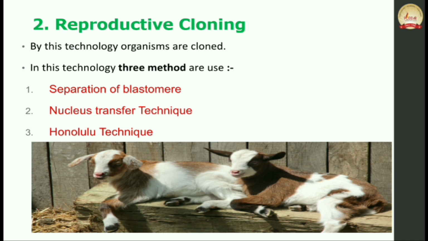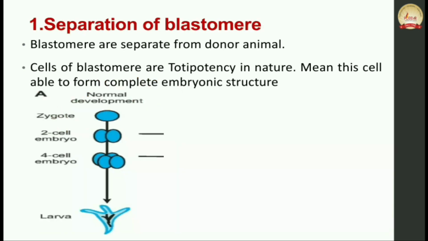First one, separation of blastomere. Second, nucleus transfer technique. Third, Honolulu technique. The first one is separation of blastomere. Blastomeres are separated from the donor animal. The cells of the blastomere are totipotent in nature, meaning these cells are able to form a complete embryonic structure.